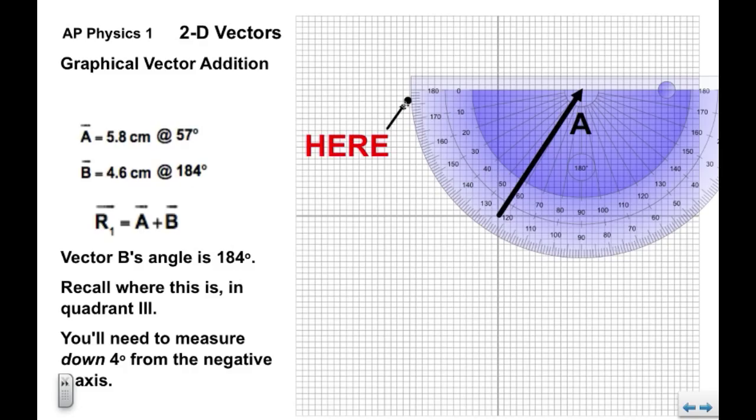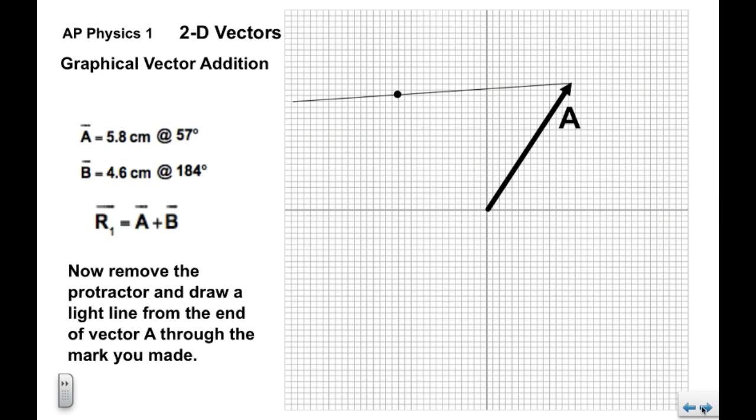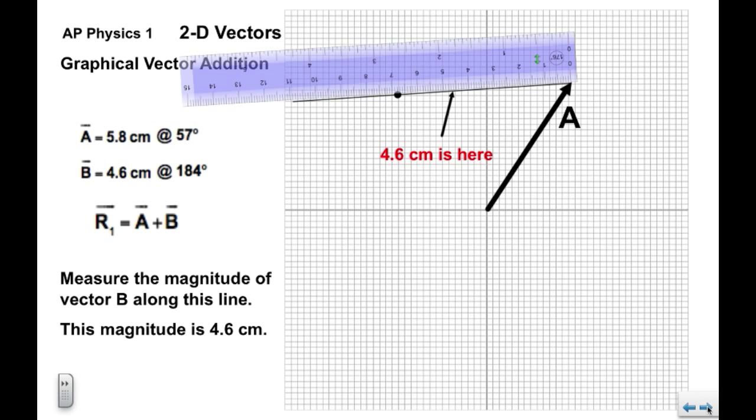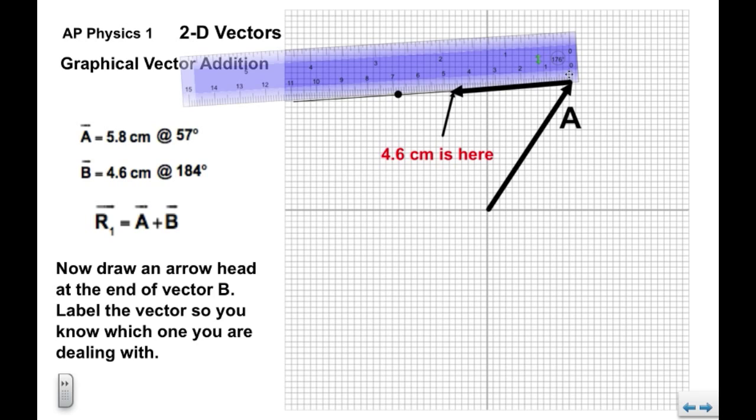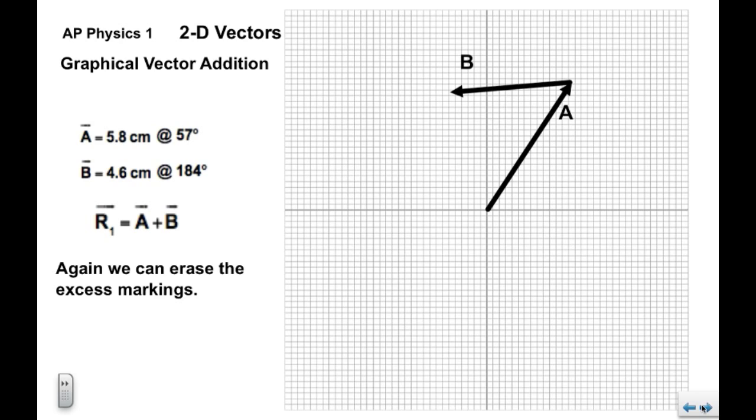So I put a mark at the edge of the protractor again. That's at 184 degrees from the end of vector A. You take the protractor away and again draw a straight line using the ruler from the end of vector A through the mark I made at 184 degrees. Take the ruler and measure the magnitude of vector B along this line. The magnitude of vector B is 4.6 centimeters. I'm going to measure 4.6 centimeters along here. And again, I'm going to make that part bold, label it vector B, and then remove the other markings.